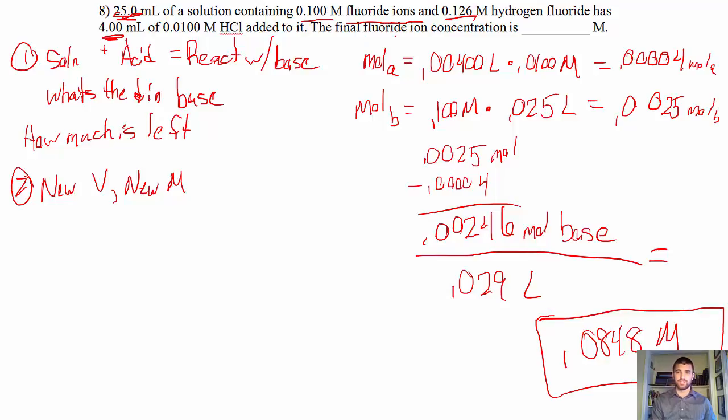And that's what they were asking for, right? Final fluoride concentration. Well, how much did we start with? We started with this much. We added this much acid, so we know that it took away that much, which is why we subtracted it here. Now we got moles of our base, but we got a new volume here. So we got to just divide by that volume and get the final answer, 0.0848 molar for the base, the fluoride ions.